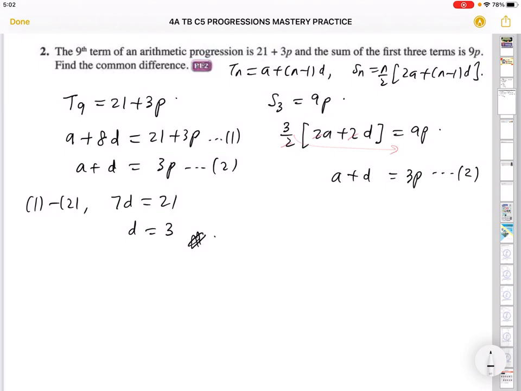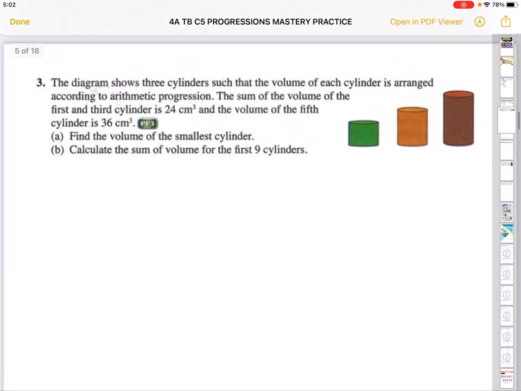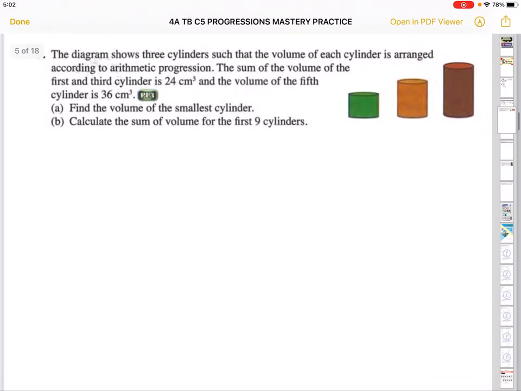Alright, let's move on to question number 3. The diagram shows 3 cylinders such that the volume of each cylinder is arranged according to an arithmetic progression. The sum of the volume of the first and third. Now we cannot use Sn, we'll use T1 plus T3 is 24.